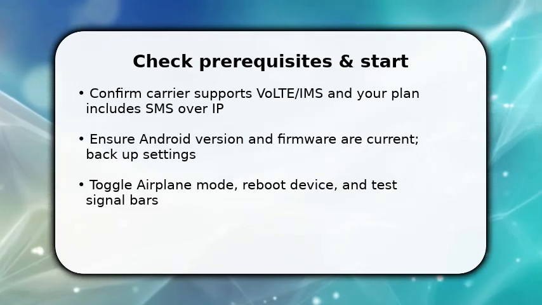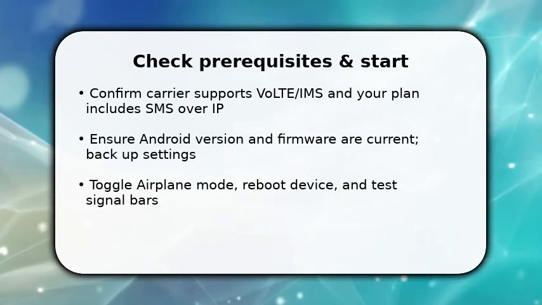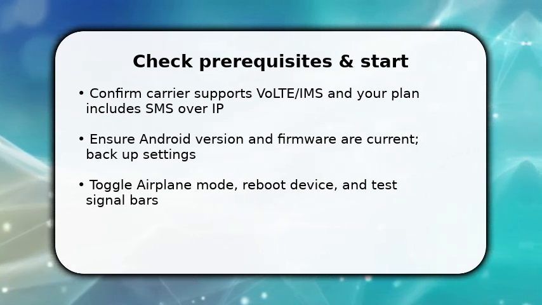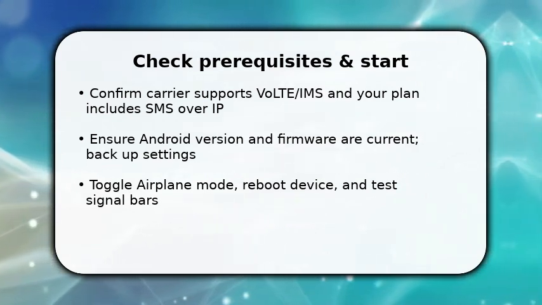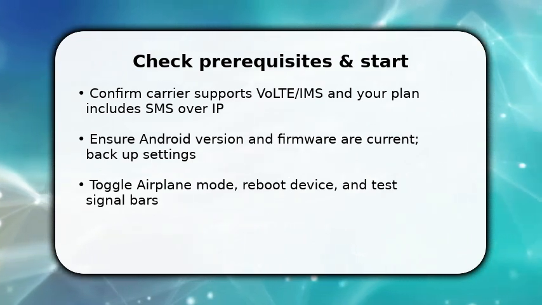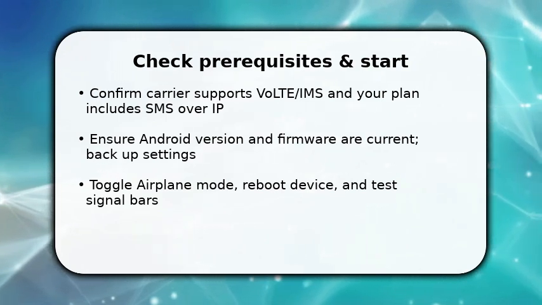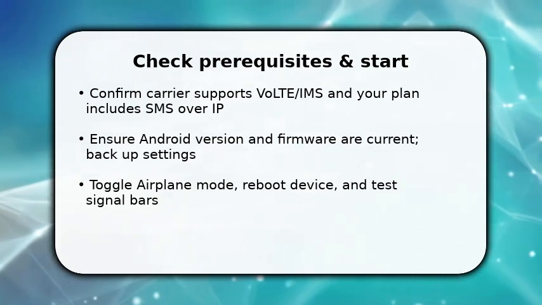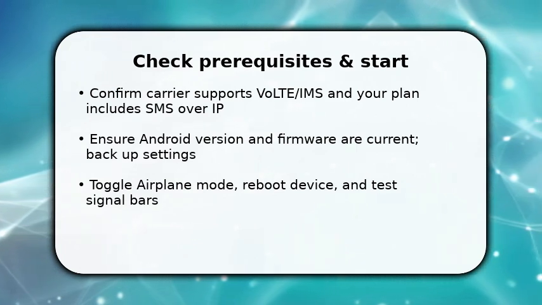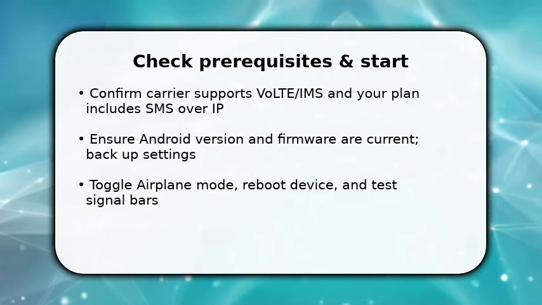You start by confirming prerequisites: carrier IMS support, an active plan, and updated firmware. Once those are confirmed, back up your settings and reboot the phone. Then put the device into airplane mode for 10 seconds and turn it off then on to clear transient radio states. While rebooting, check APN and SIP settings so you don't waste time later. Make sure you have a stable LTE signal before proceeding to deeper diagnostics and registrations.